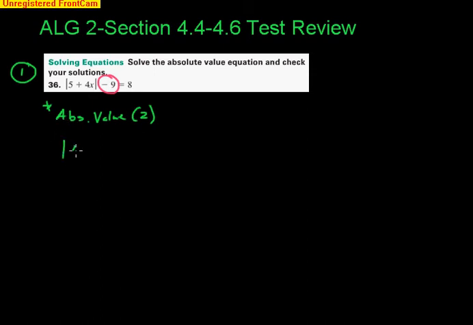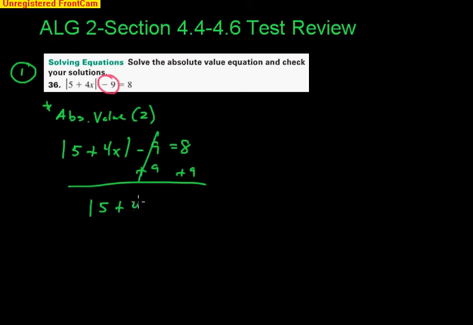So I'm going to rewrite the equation down here. Absolute value of 5 plus 4x minus 9 equals 8. I'm going to add the 9 first to get rid of it, so that the absolute value of 5 plus 4x is alone. Now I can separate this into two equations. The first one is 5 plus 4x equals 17, the positive. The second one, 5 plus 4x equals negative 17. There's the second equation. And now we just solve each one.